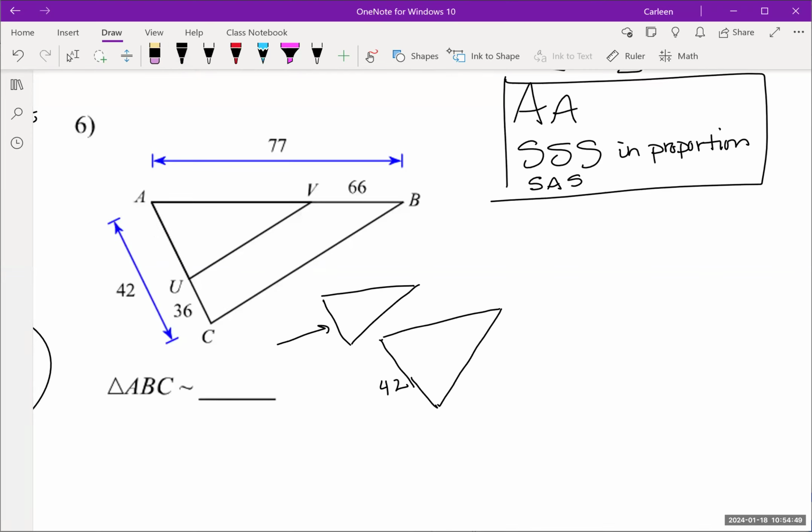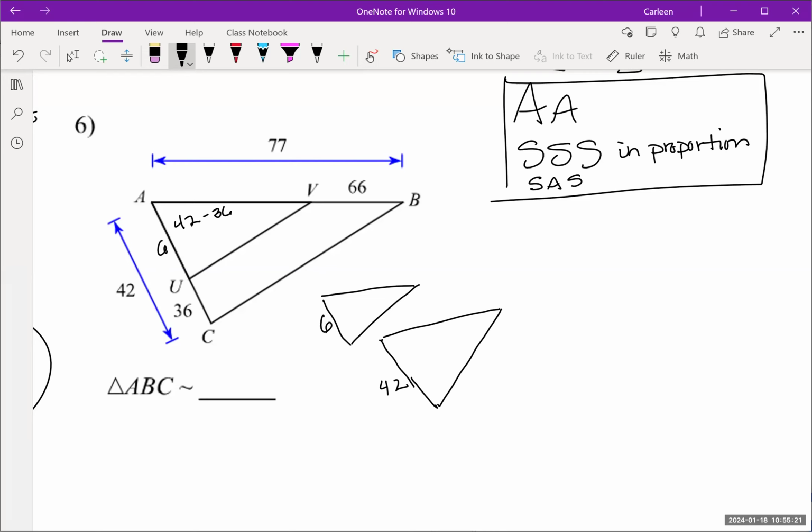So you guys are great. So we're going to take 42, subtract 36, and that leaves 6. Okay, obviously not drawn to scale. So keep in mind, when you make the scale factor, we do divide, but when we're finding the missing part, we subtract. Not drawn to scale. Do not let that bother you.